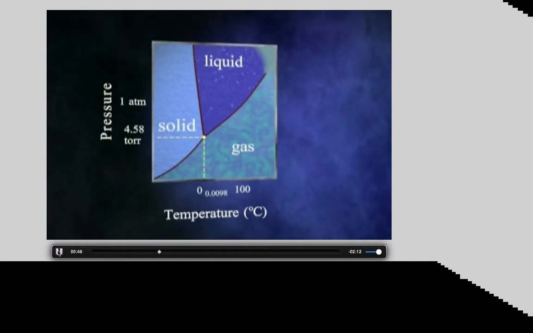This corresponds to the temperature and pressure combination at which all three phases of a substance exist simultaneously in equilibrium.